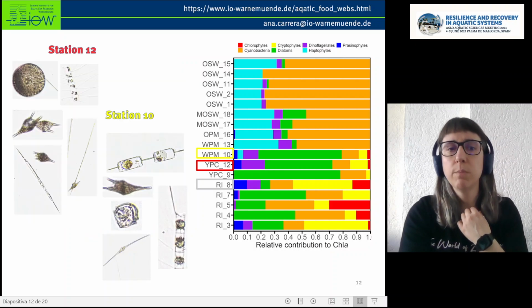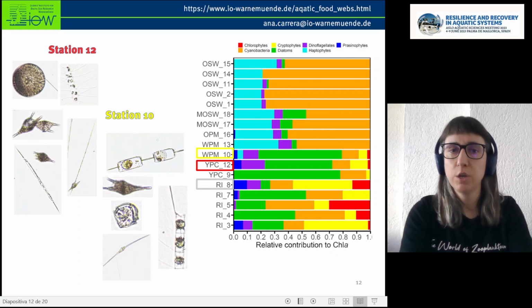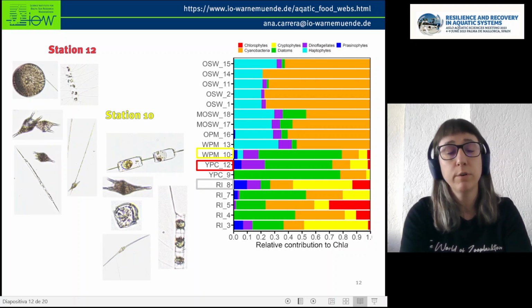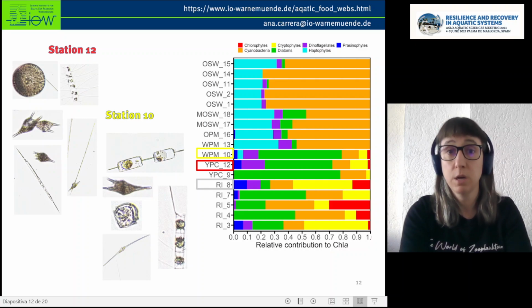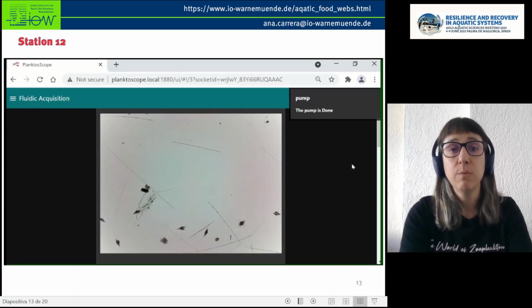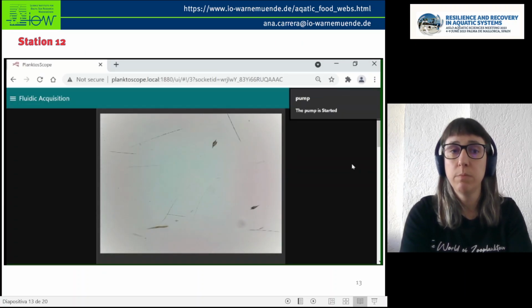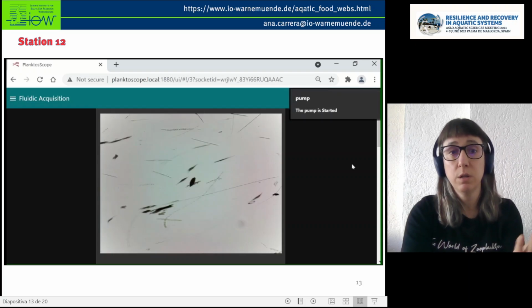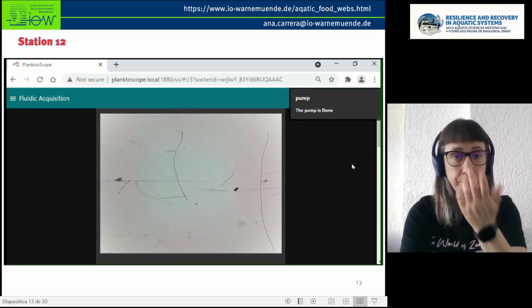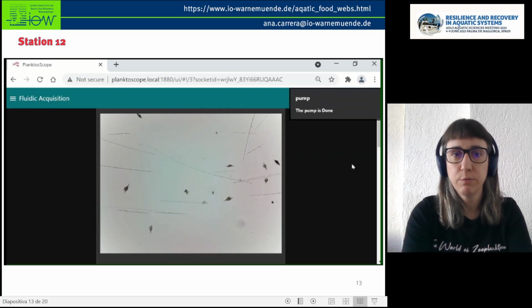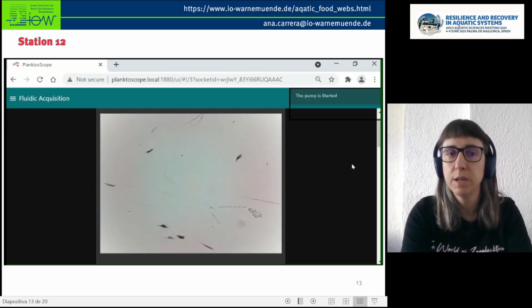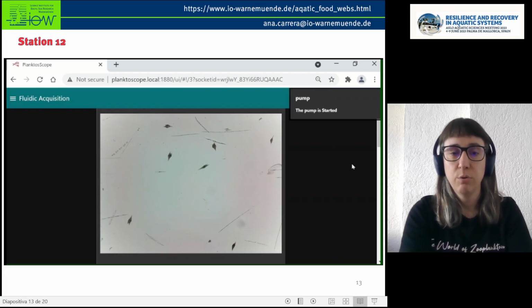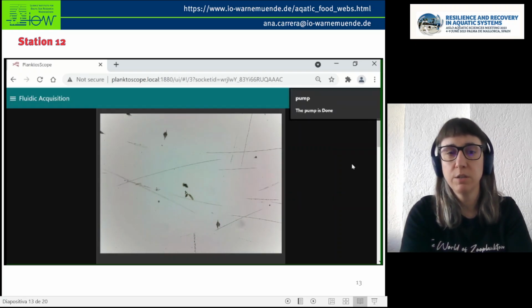So the Plantoscope images confirm the classification that we made with the pigments. Unfortunately, we don't have images from station 8, but you can see that in 12 and 10 there's a mixed community of diatoms and dinoflagellates. And luckily, we have a video from the preview of the Plantoscope while it was measuring the samples at station 12. As I say, you can see there's a really rich, very varied community of diatoms and lots of dinoflagellates passing by. And in some cases, you can see them swimming.